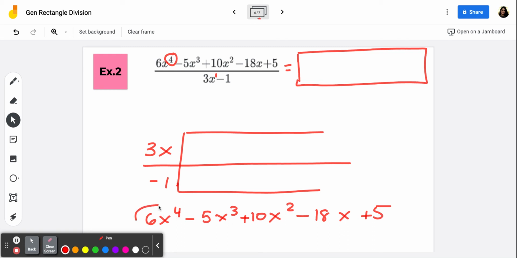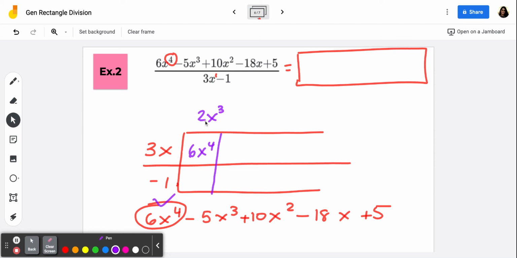So this always goes in the first box: 6x to the 4th. Let me change colors real quick. Okay, so in the first box goes 6x to the 4th. Always whatever's written there will go in the first box. Now think of it as a puzzle. What's going to go up here to multiply by 3x to get 6x to the 4th? Well, 2 times 3 makes 6, and x cubed times x would make x to the 4th.